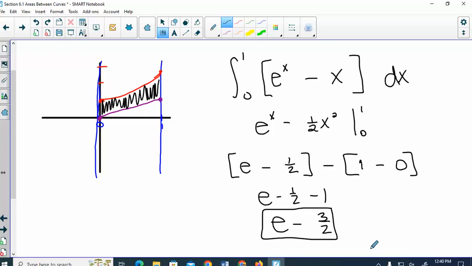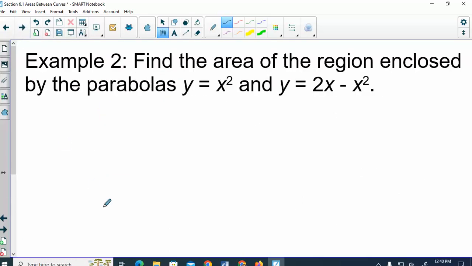Is that okay? Strongly encourage that picture so you know which one is on the top and you set up your integral correctly. If you work it out and you get a negative, you know you've done something wrong. Either you flipped them originally or you made a mistake in your calculations.